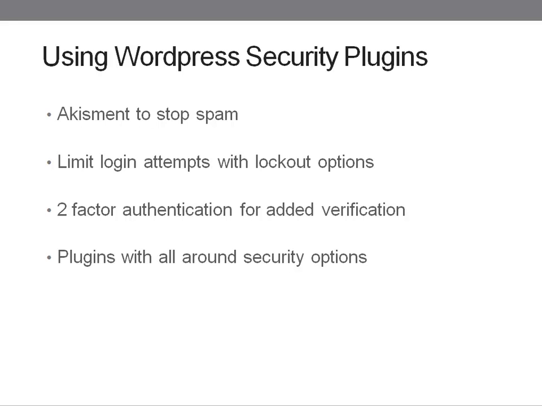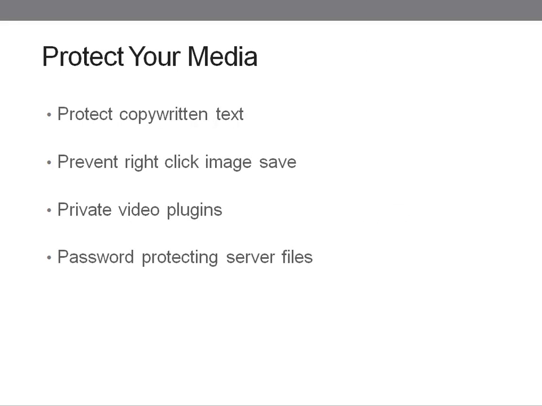And we also looked at plugins that had multiple types of security options to protect our site. We learned how to protect certain aspects of our media, such as copywritten text. We stopped the right-click functionality to save an image from the site. We used a private video plugin instead of just publicly embedding a YouTube video. And we learned how to add passwords to certain files and certain directories through cPanel.